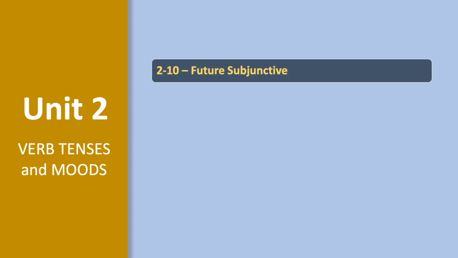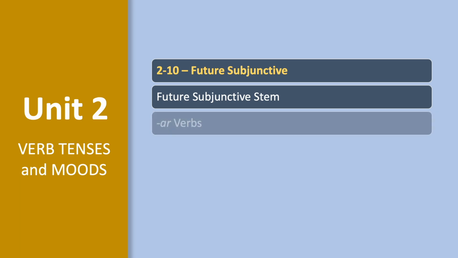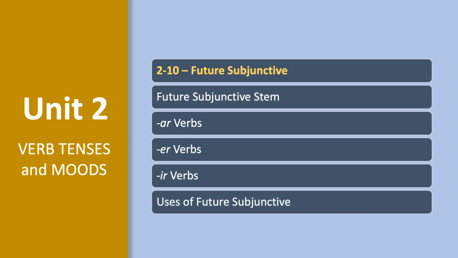The final lesson of Unit 2 covers the future subjunctive, and the future subjunctive stem is actually identical to the imperfect subjunctive stem. We will then see its verb endings for all three verb groups. The future subjunctive is not very often used, but we will look at the few instances in which you may come across it.